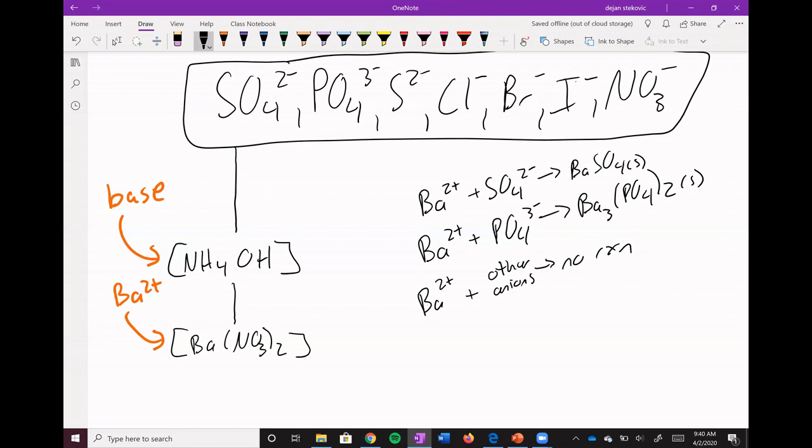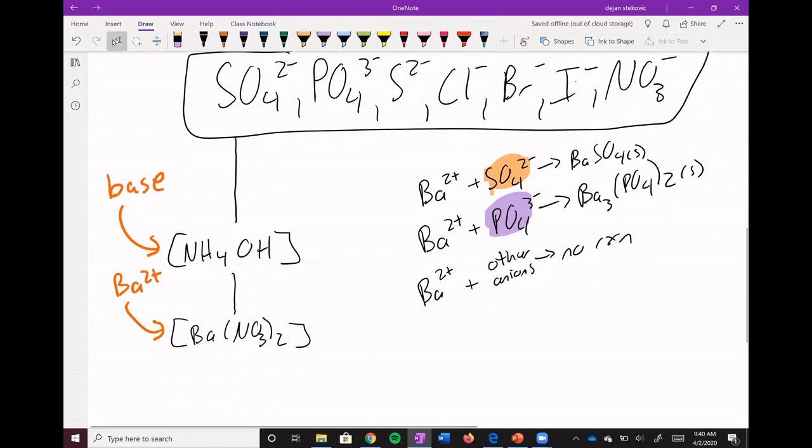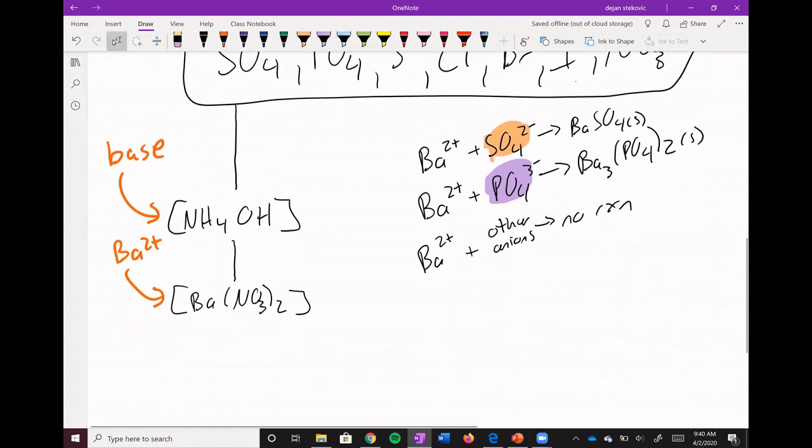So what we're going to see, at least with our known, is that we're going to see a reaction because, again, our known has all of these things in it. So our known will have the sulfate and it will have the phosphate as well. With our unknown, if it forms a solid, it's got one of these two. If it doesn't, it has neither.